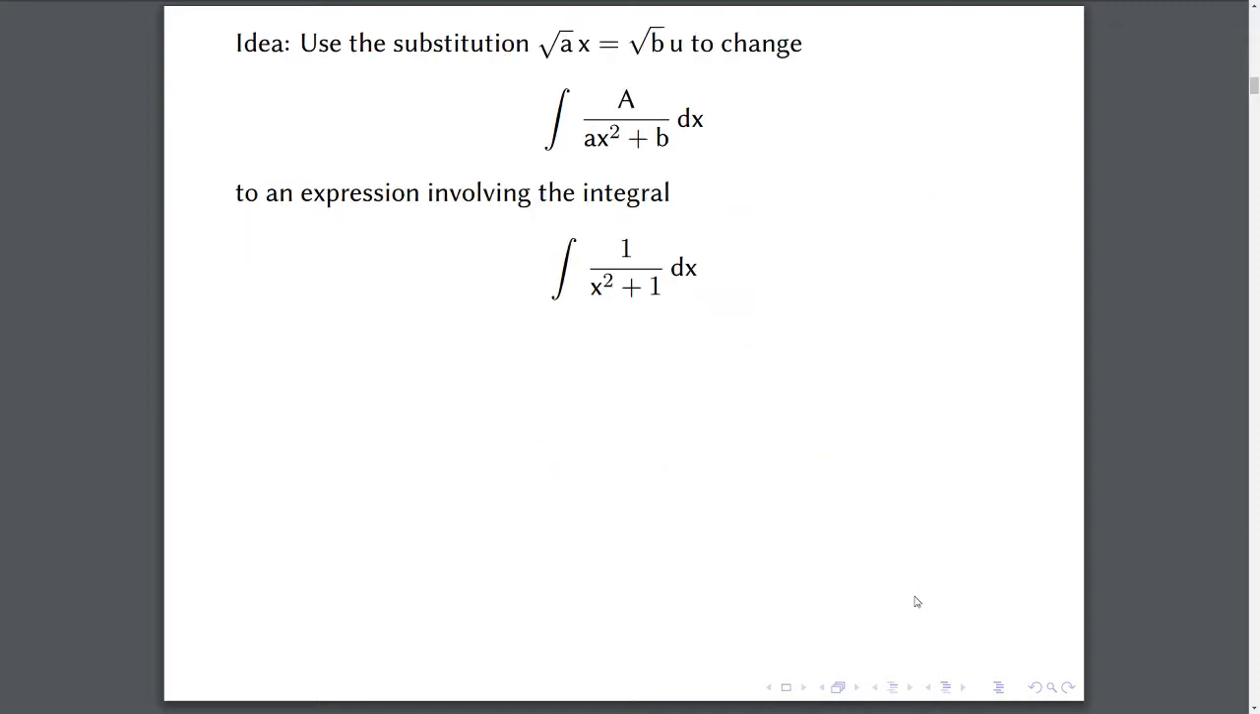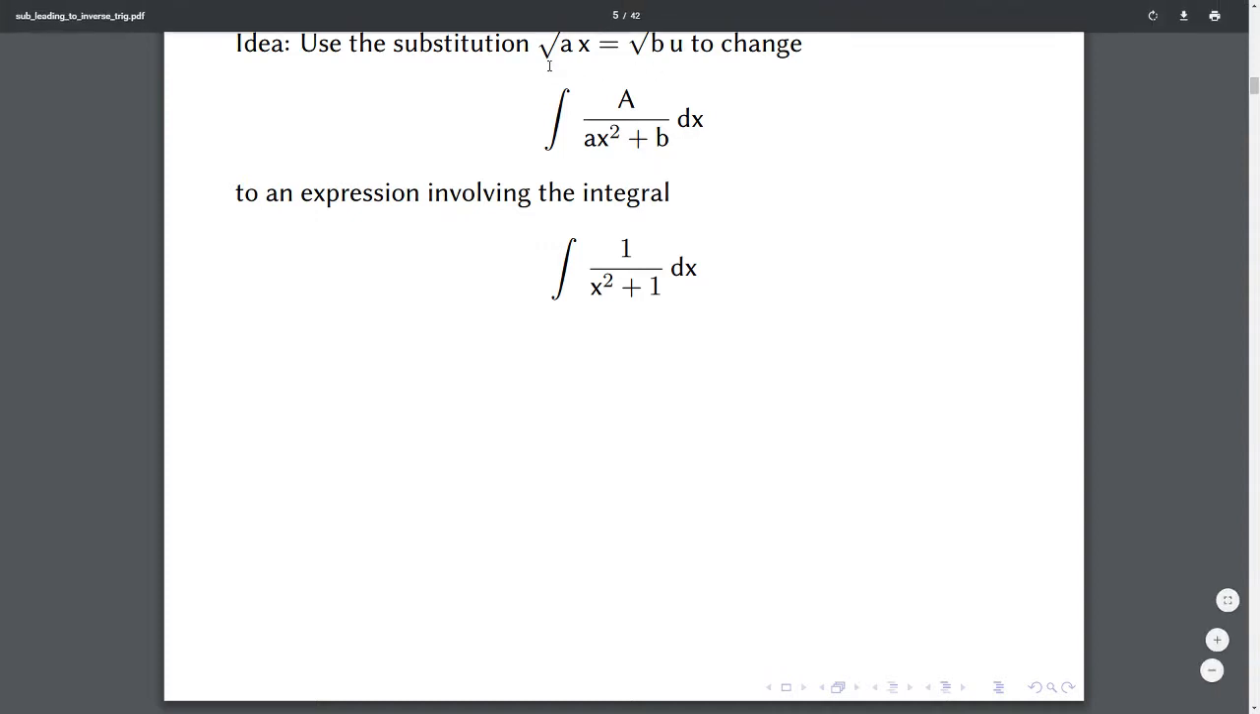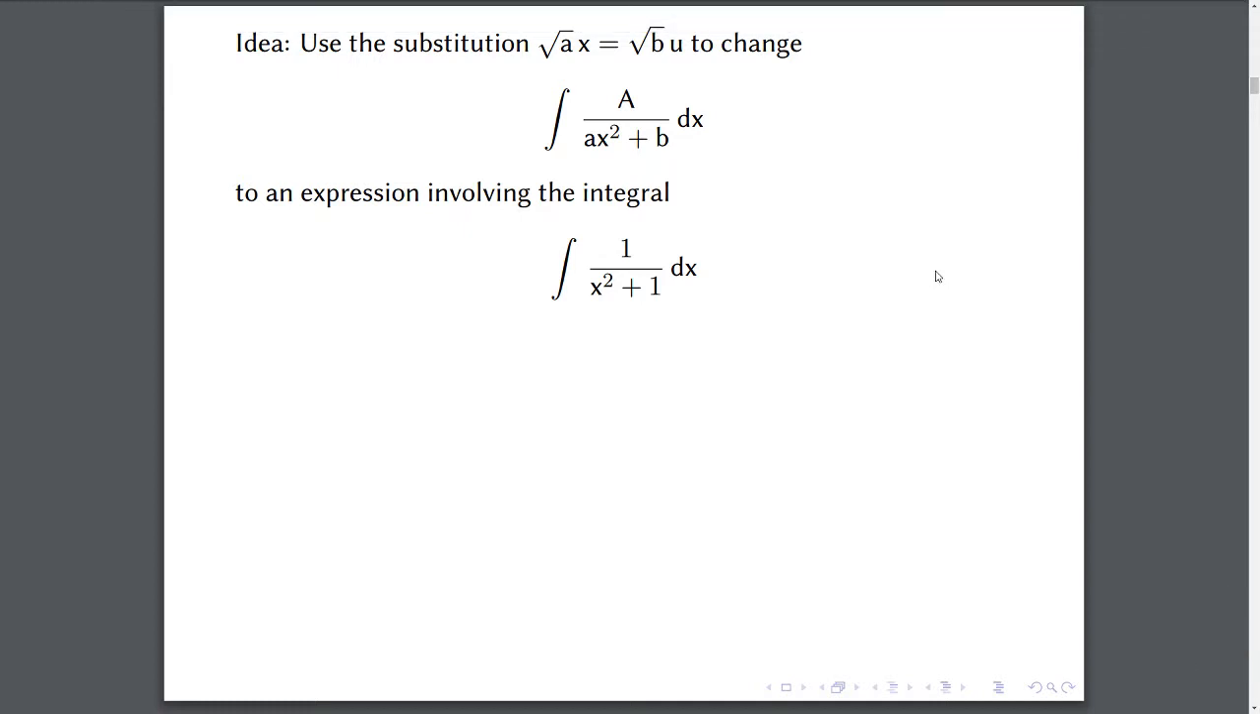The general idea is that we're going to use the following substitution. This is really an integration by substitution problem, although kind of different from the beginning ones you might study in a Calculus 1 class. The basic idea is that we use this substitution, the square root of a times x equals the square root of b times u. We make that substitution and change the original integral into some expression involving this integral right here. And that's what we mentioned with the fact about tan inverse: the integral of that is tan inverse.